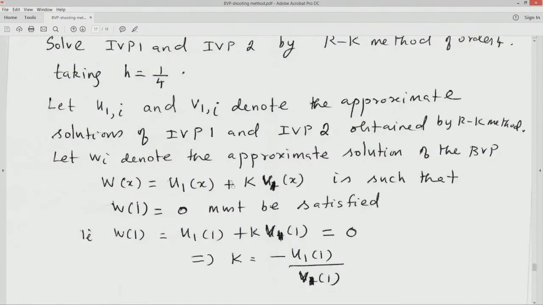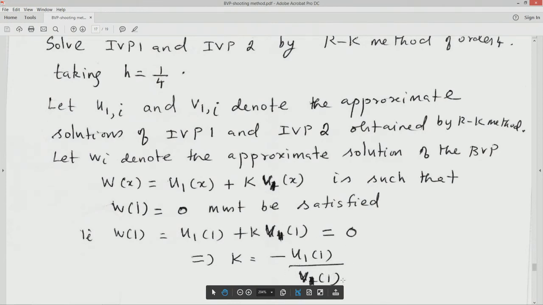What is prescribed in the boundary value problem? It says y at 1 should be equal to 0. We want to find k such that w of 1 should be equal to 0. So, we compute w of 1, that is u1 at 1 plus k into v1 at 1, but this must be 0, and that immediately gives us k to be minus u1 at 1 by v1 at 1.